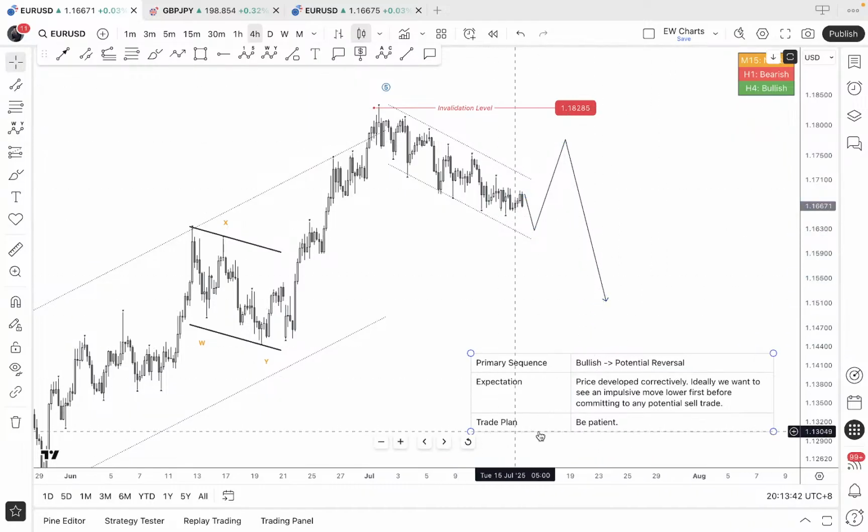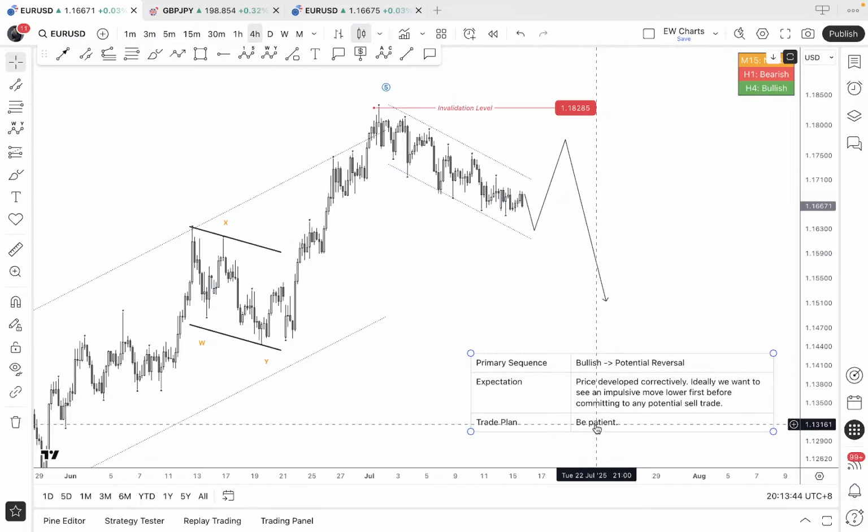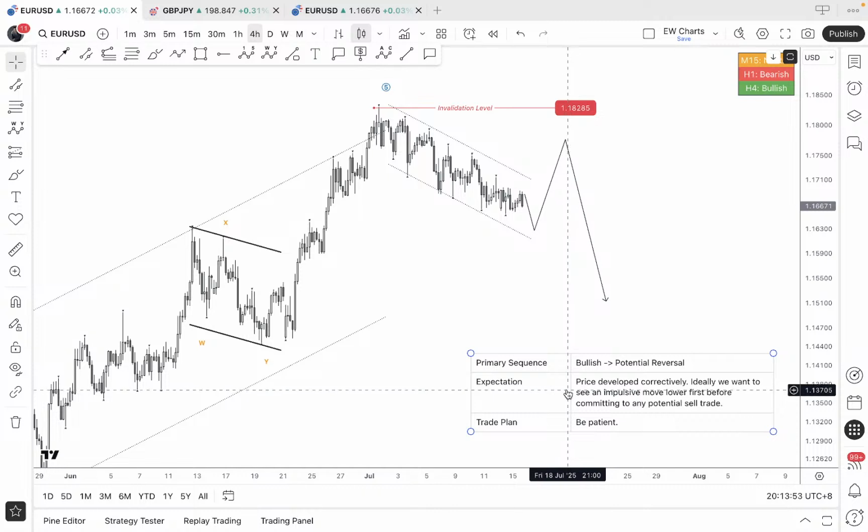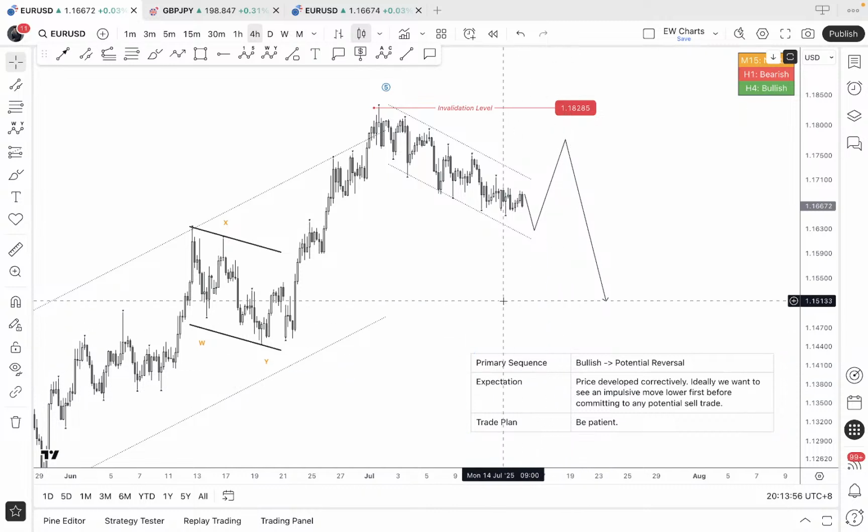So you can see the trade plan on the euro dollar is simply be patient, wait for the market to really develop into some area before committing to any particular trade, right? So this one here, just keep an eye on it, but I don't think you're going to get any setup within the week.